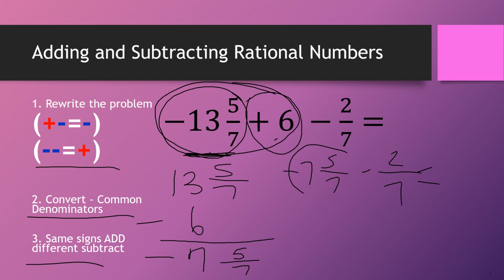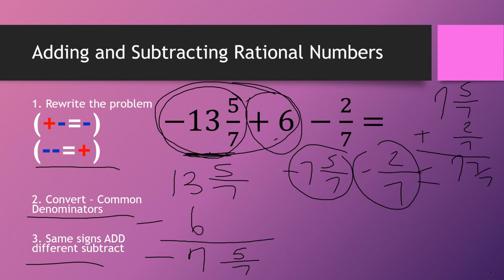So now I know that I have the same sign, so I have to add. I can do this in my head, or if you want to line it up and add it, that's fine as well. 7 and 5/7, make sure you line up your fractions, plus 2/7. I know 5/7 plus 2/7 gives you 7/7, and then I get 7 and 7/7. I know 7/7 also equals 1, so if I add that to 7, that'll give me 8. And now, last step, I see if my answer is positive or negative. Both of these are negative, so my answer is going to be negative 8.